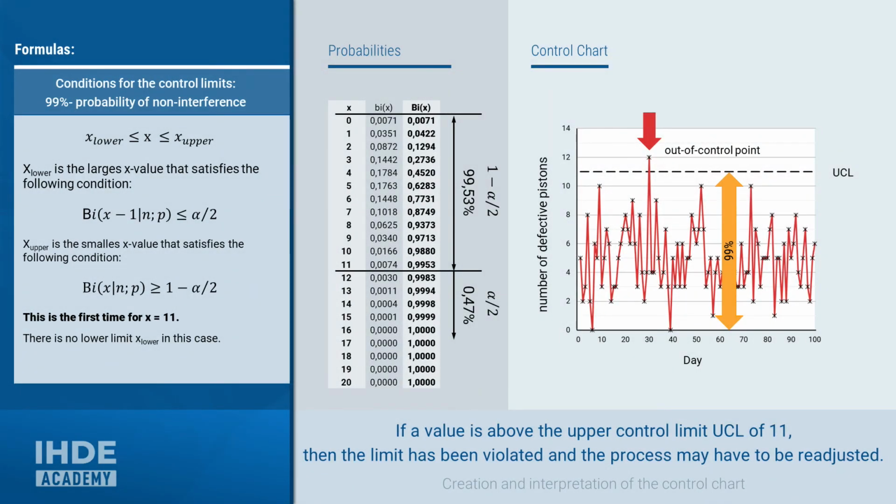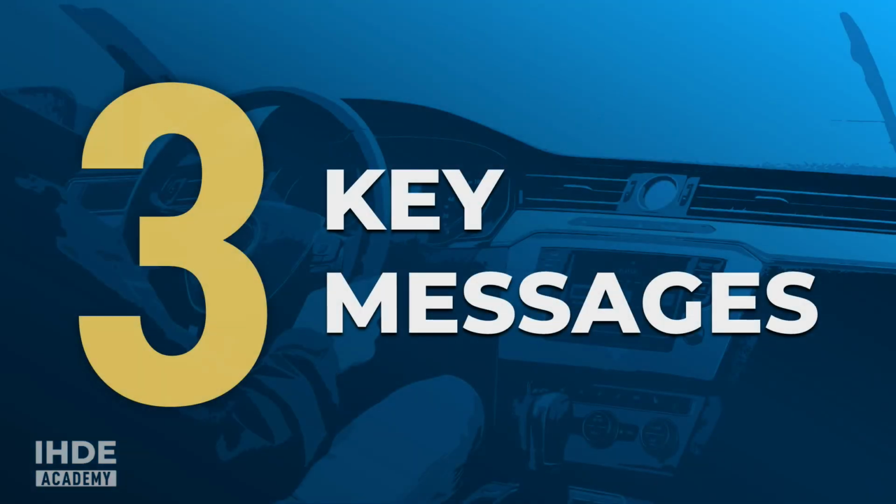Only when a value is above this limit, it is considered violated. This is a signal that the process might be out of control. In such a case, the cause must be found and the process readjusted if necessary. Well, that was a lot of new information. Therefore, I would like to conclude by repeating the 3 most important key messages.